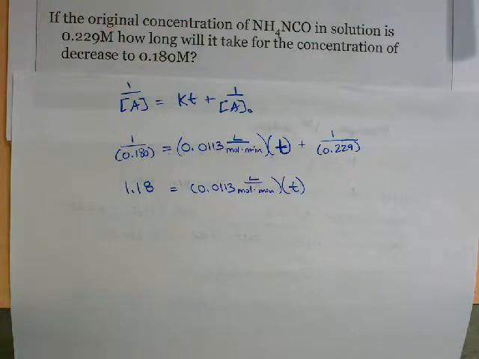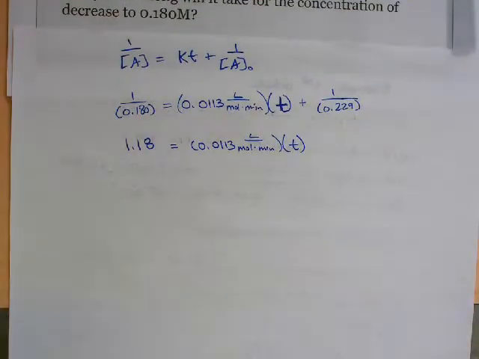Alright, so now what's my final step? Alright, get the T by itself. Just divide through. So 1.18 divided by 0.0113.